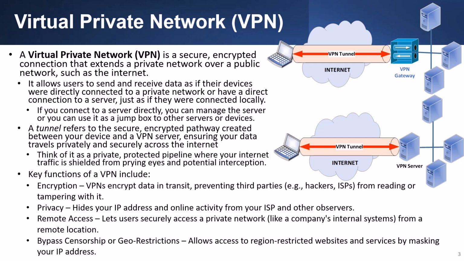Key functions of a VPN include encryption, where a VPN encrypts data in transit, preventing third parties from reading or tampering with it. Privacy hides your IP address and online activities from your ISP and other observers. Remote access lets users securely access a private network like a company's internal systems from a remote location. And lastly, bypass censorship or geo-restrictions by allowing access to region-restricted websites and services by masking your IP address.